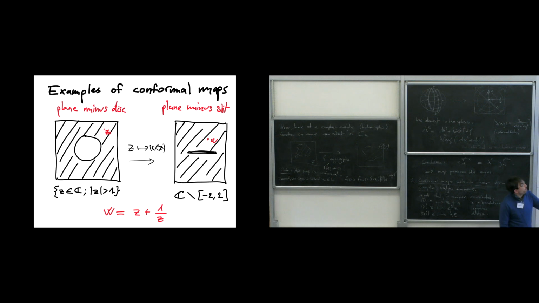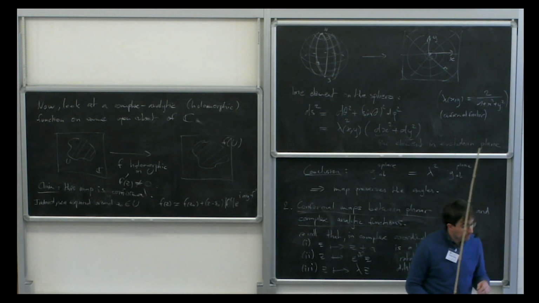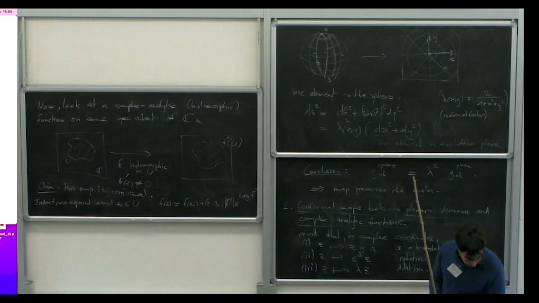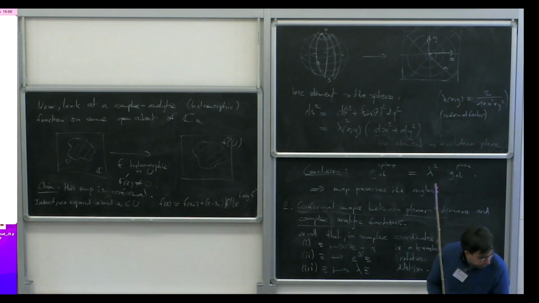And how does this map work? Well, simply you map z to z plus 1 over z. So why does this work? Because if z has modulus 1, you see that this has a vanishing imaginary part, and so it ends up along this segment here. Questions about this? No? Okay, so I think that's it for my examples.